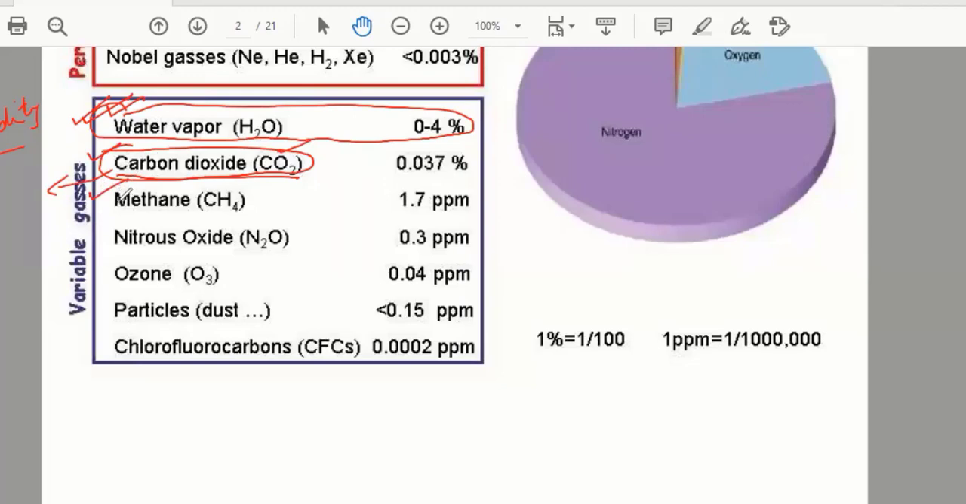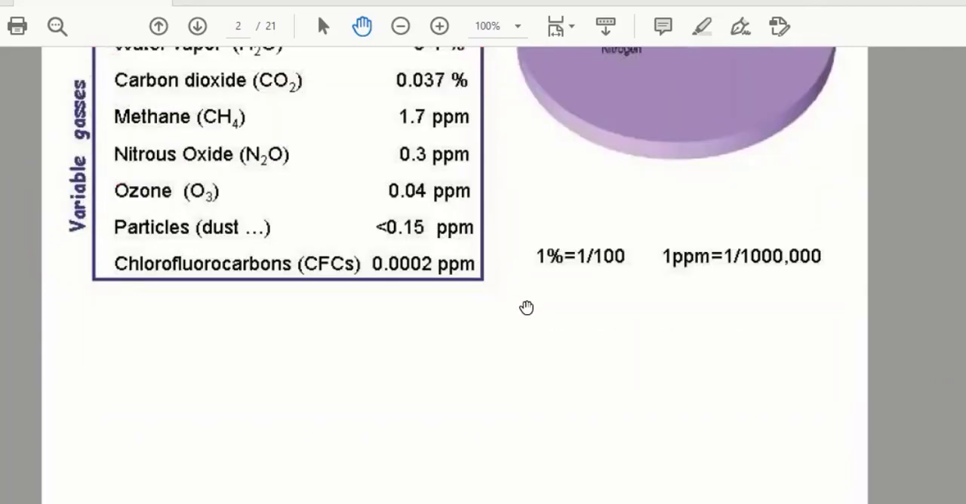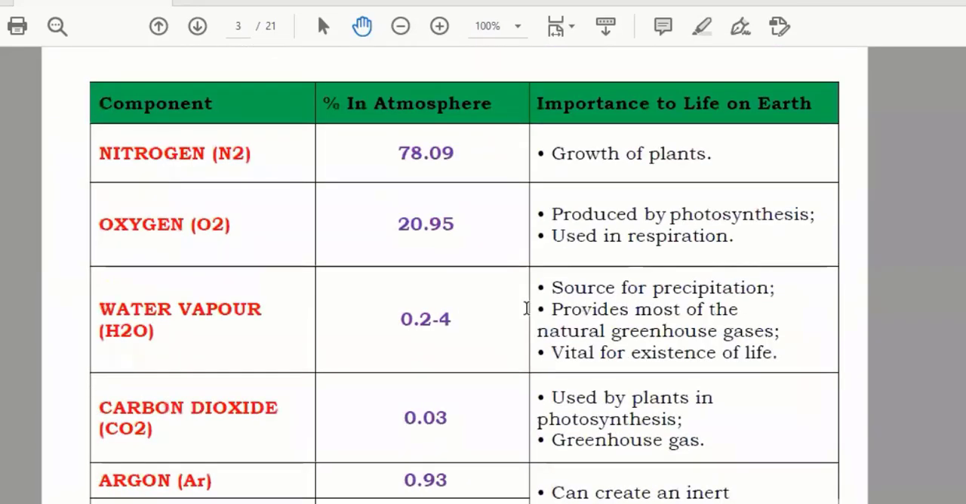Then you have methane, a natural gas. If it is found in some area, you'll find more quantity. Then you have nitrous oxides, then ozone, all these are in variable quantity. Sometimes you'll find them in a large quantity and sometimes in a very low quantity. So these are the differences between variable and permanent gases. Got the idea? Okay, now we'll move to the next components.